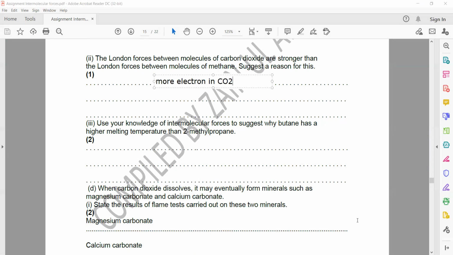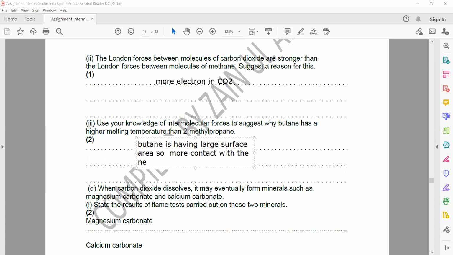Suggest why butane has a higher melting temperature than 2-methyl propane. So this is when they have the same number of electrons, you will compare which one is branched and which is straight. Butane has a greater surface area, it has fewer branches, so more contact with the neighboring molecules. That leads to a higher boiling temperature.